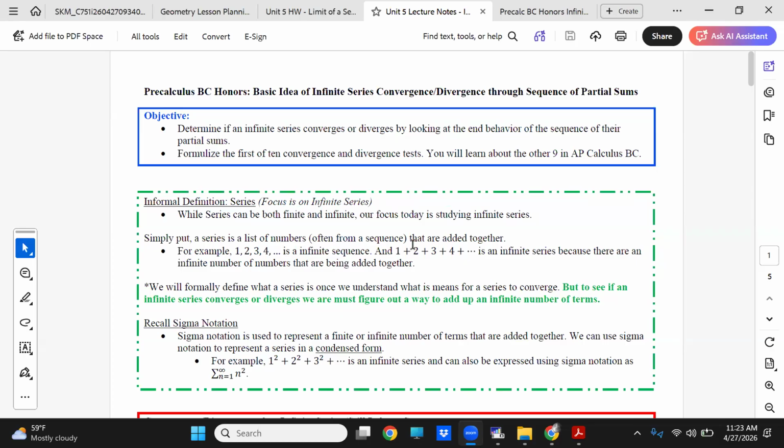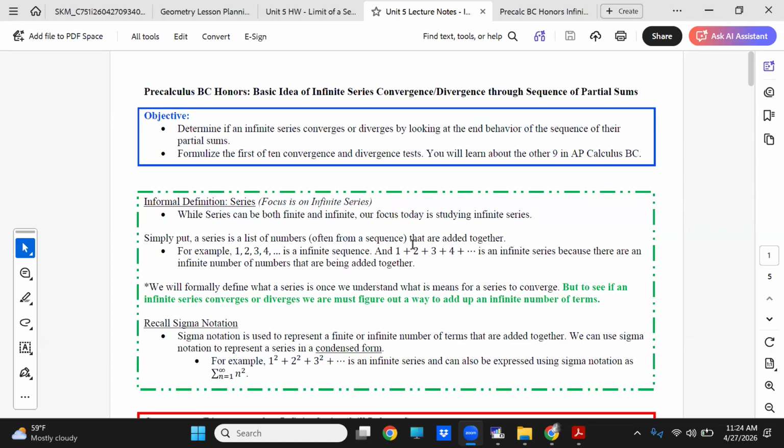Okay, so I think we're going to be talking about geometric today, which you guys are very familiar with. Anyhow, the informal definition of a series. The focus is on infinite series. While series can be both finite and infinite, our focus is studying infinite series.